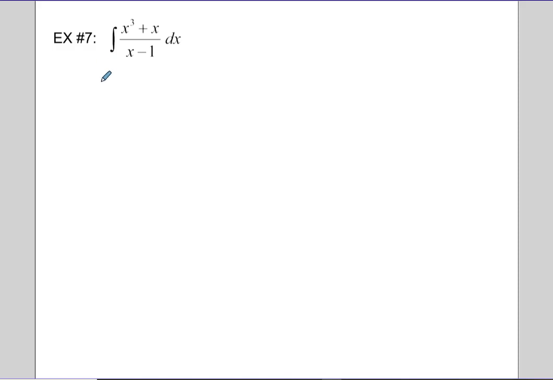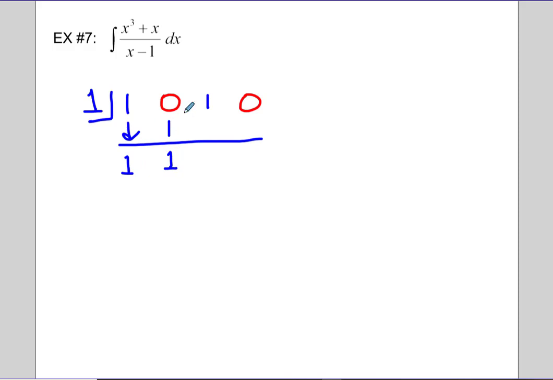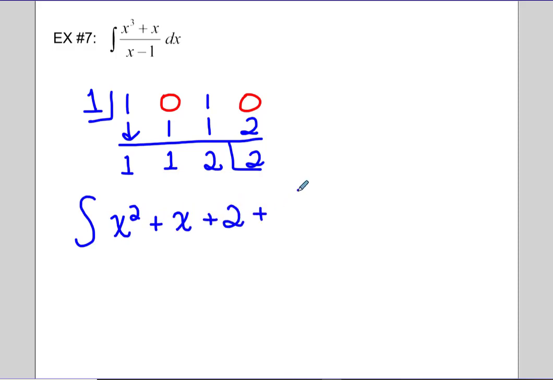This one, we're going to use long division. I'm using synthetic as we go, so x cubed and no x squared and 1x and no constant term. So we need 2 placeholders. Using synthetic division, this is 1, this is 1, and 1, that's 2, and 2 times 1 is 2 with the remainder. So our integrand is going to be x squared plus x plus 2 plus 2 divided by the divisor x minus 1. And then we're ready to go.